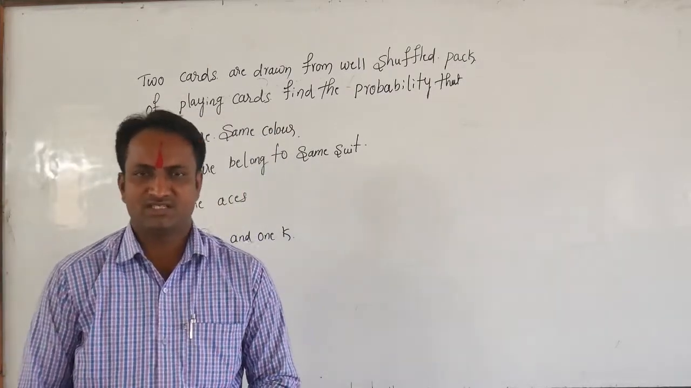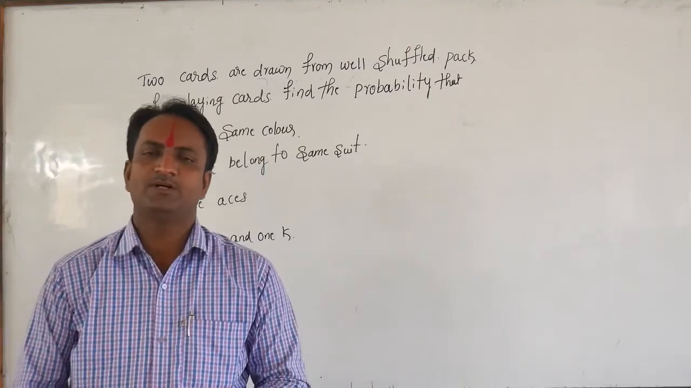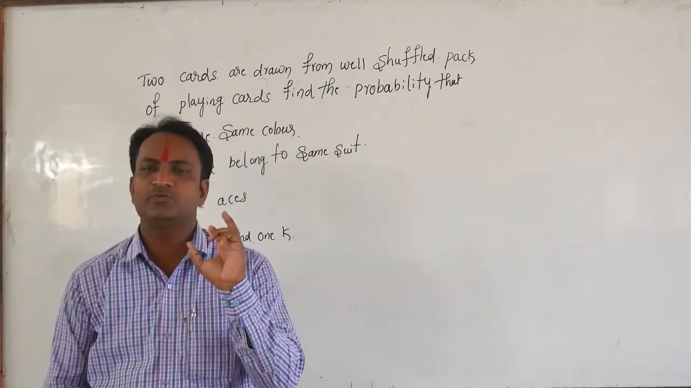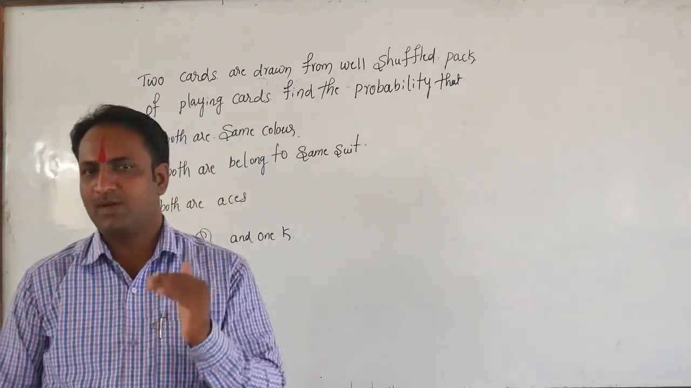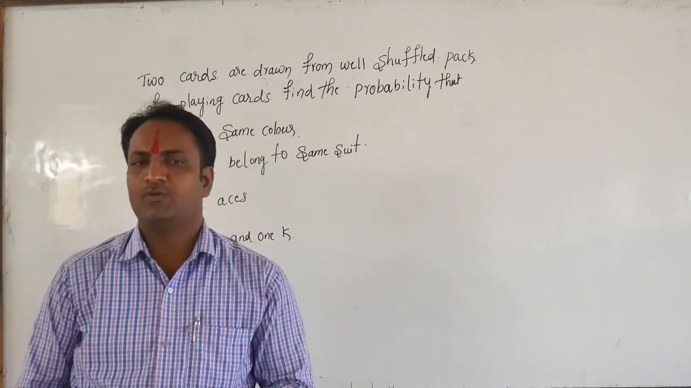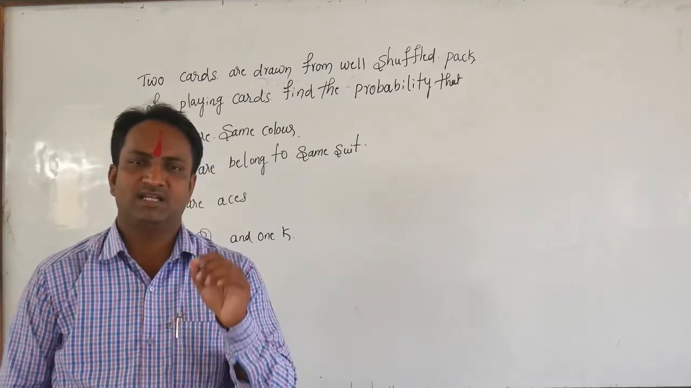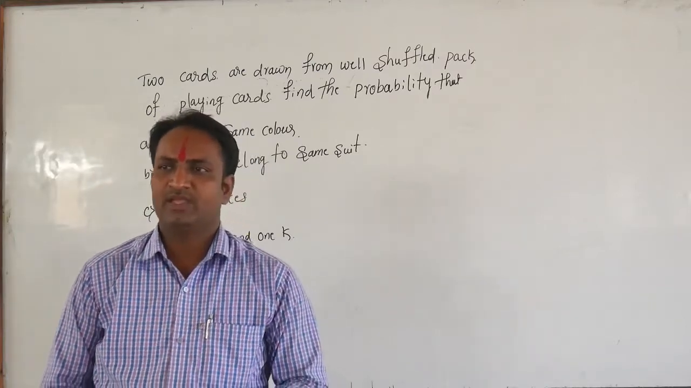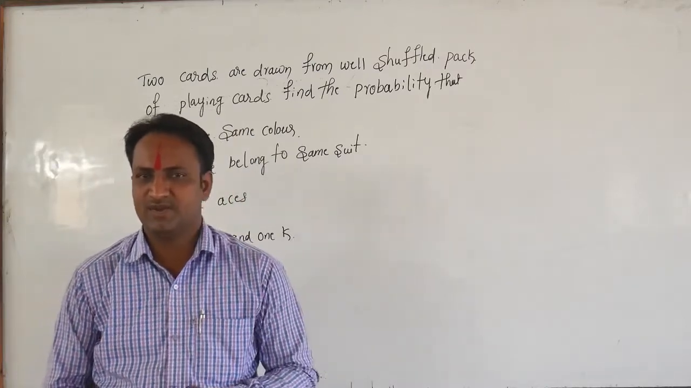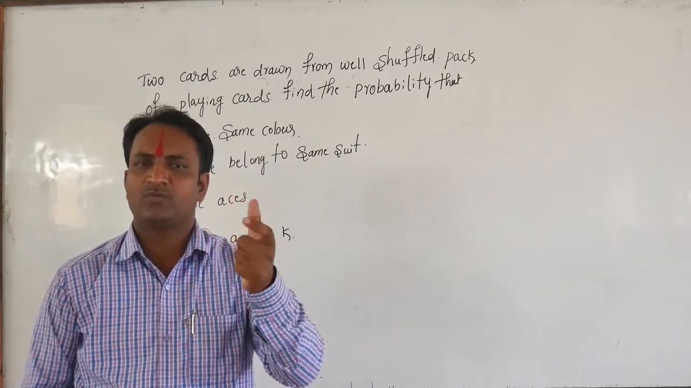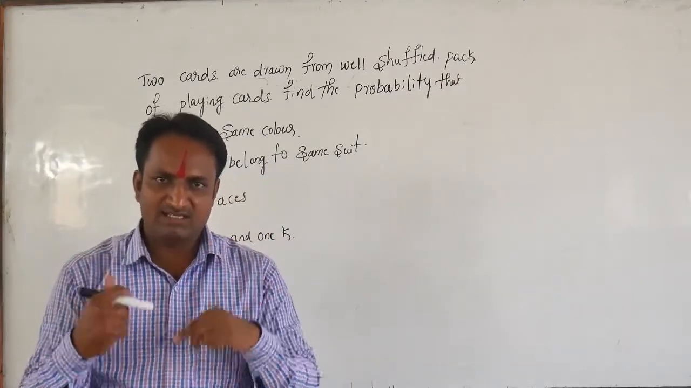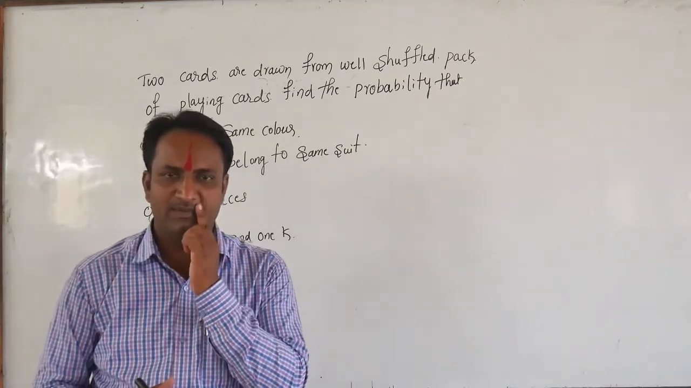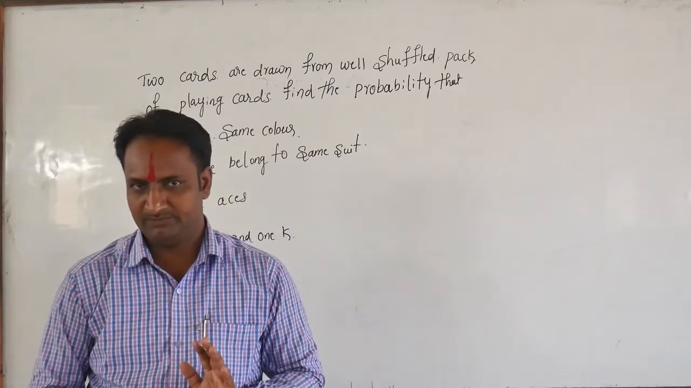In previous classes we discussed the important concept of probability. Probability means the possibility of something happening. In this concept, a very important idea is the random experiment. A random experiment is one that has more than one possible outcome. That type of experiment is called a random experiment.